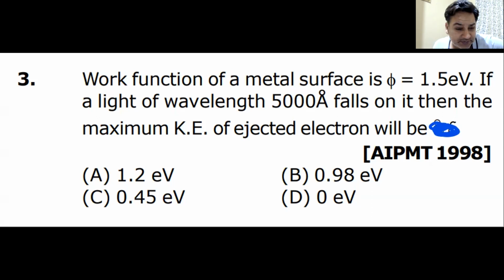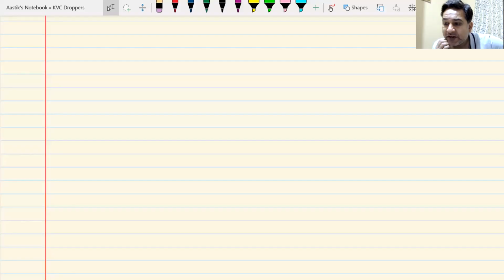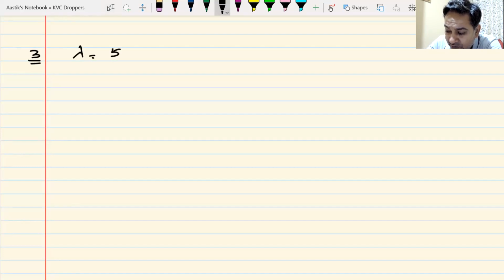How you do it? It's pretty simple, and this is how you should do it. This is question number 3. We have the wavelength given as 5,000. You don't have to write this because you will be losing a lot of time, and time is one privilege that we don't have in the examination hall. Just showing it to you stepwise. You have to do it in a flash.